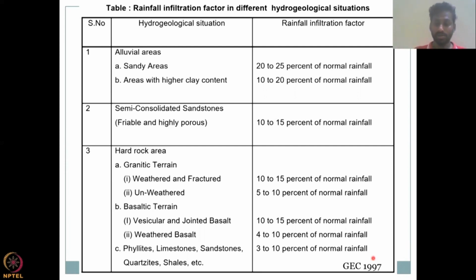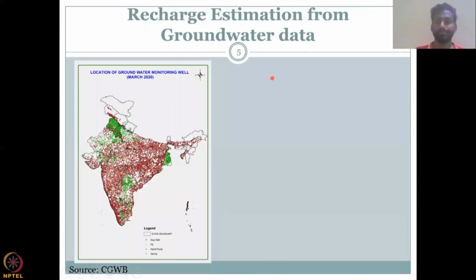So you can see from here that the GEC has given you a set of equations. If you have data, fine. But if you don't, don't worry. Here are the other estimates that you can put into the groundwater equation or groundwater water balance. So you have phyllites, limestone, sandstones, quartzites, shales, etc., which are 3 to 10%, very, very less. And unfortunately, this is the hard rock aquifer system in most of India. Moving on.